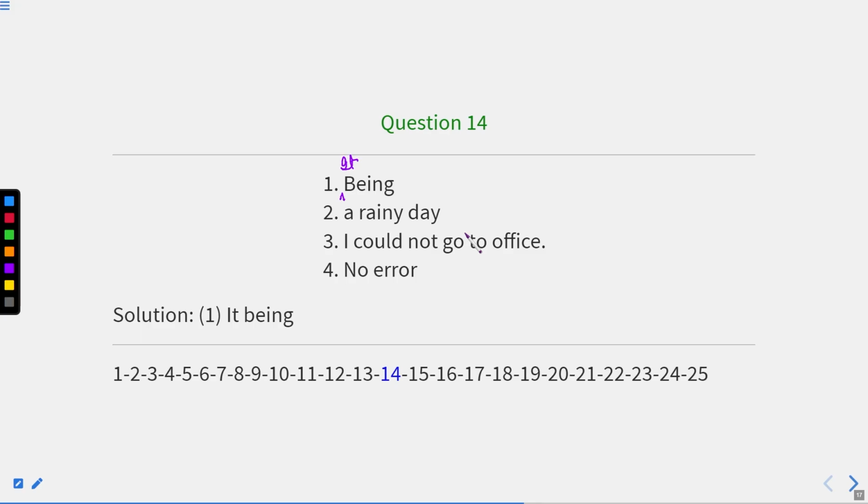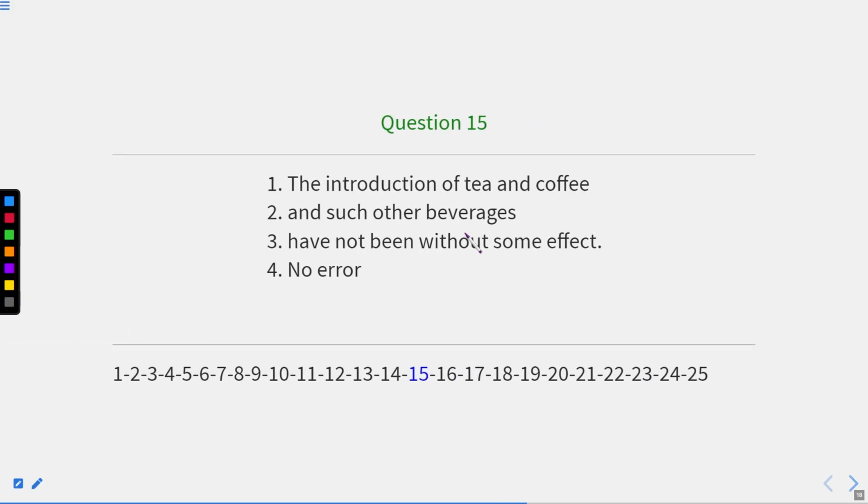Now let us move to question number 15. The introduction of tea and coffee and such other beverages have not been without some effect. Now here, we are talking about the introduction of what? Introduction of tea and coffee. But introduction is an uncountable noun, and here the subject is introduction. And as I told you, after a preposition, whatever noun and pronoun we have, that is actually the partitive of the sentence. But that does not matter. Verb should agree with the subject. Okay, so the subject matters, and the subject over here is introduction.